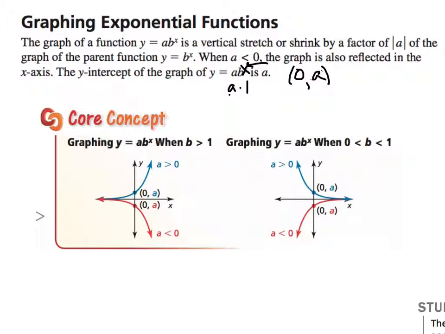Now, remember, b has to be anything but 0 or 1. So b has to be greater than 0, but it cannot be 1. So if b is between 0 and 1, that means it's a fraction less than 1. Think about what happens when you multiply a repeated fraction: 1/2 times 1/2 times 1/2, 1/3 times 1/3 times 1/3. It gets smaller. So if a is positive and b is between 0 and 1, it goes downhill. But then if a is negative, it reverses across the x-axis. It's reflected. So please make note of all this.